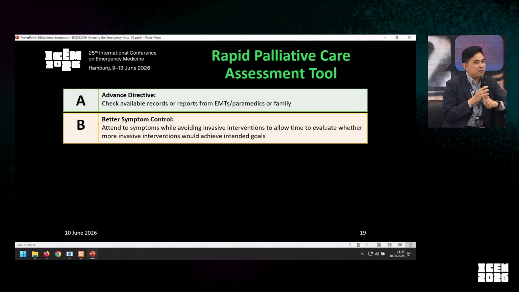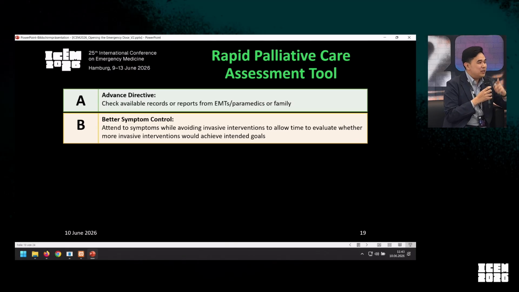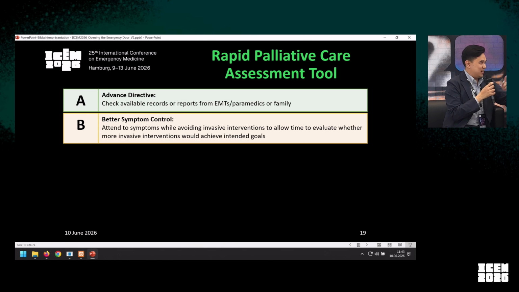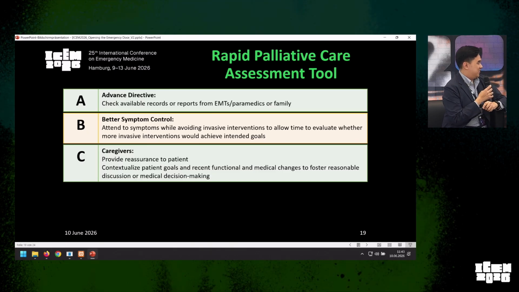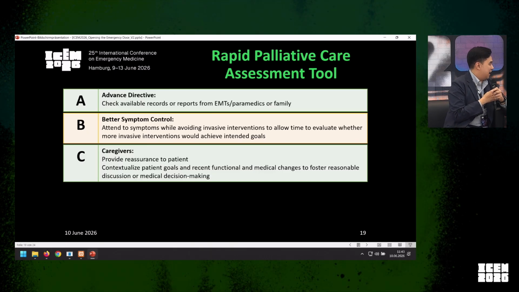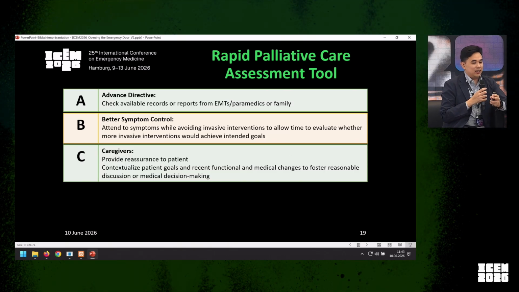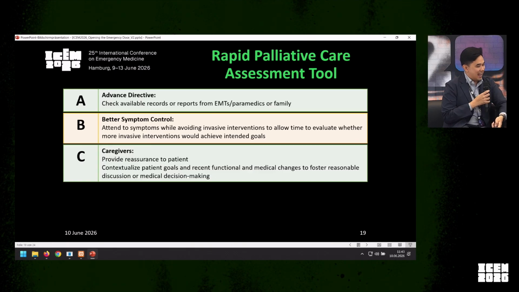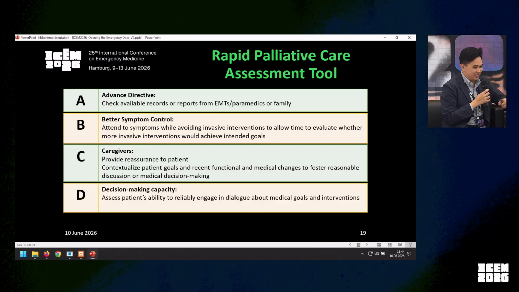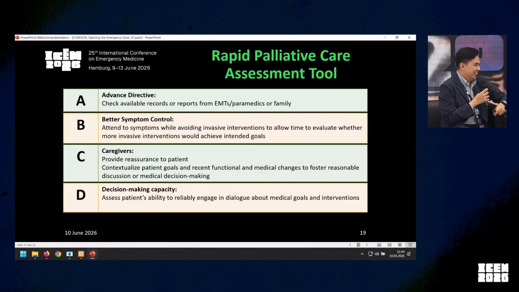B, always check for better symptom control. We need to make sure that our patients are comfortable and pain-free. C, involve the caregivers. Definitely. Take note, caregivers do have burnout, but the most important thing is that we involve them because they know the patient more, and they are part of the decision as well. Yes, correct. And lastly, letter D is for decision-making: I must have capacity.